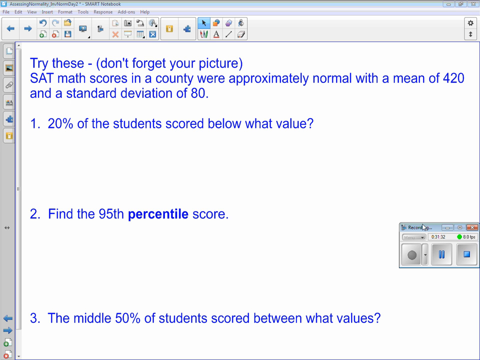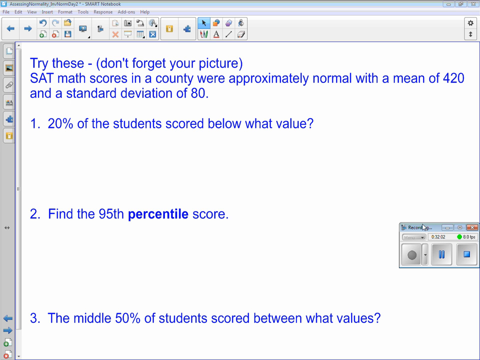SAT math scores in a county were approximately normal with a mean of 420 and a standard deviation of 80. Are those good math scores, by the way? Is 420 a relatively good SAT math score? But it's an average. It's a mean, right? So you expect some people to be below it. We're AP students. We expect to be much higher. Would you agree?